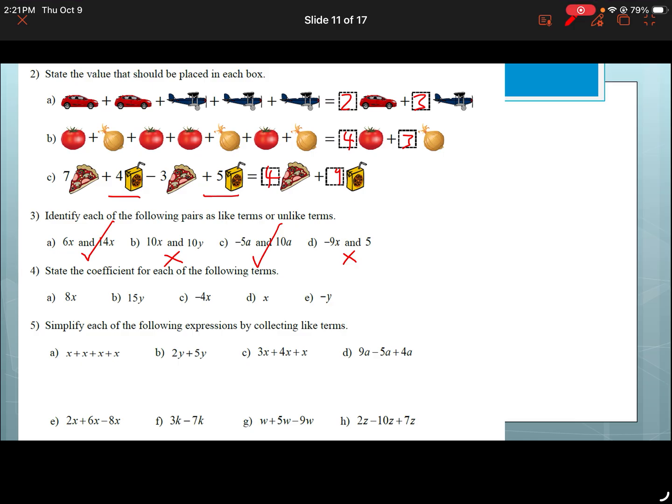State the coefficient, it's just a number, so it's going to be 8, 15, negative 4. Remember there's technically a 1 in front of this one, and there's technically a negative 1 in front of this one. And then simplifying, we have 4x, we have 7y, we have 3x plus 4x plus x, 1x, right? Plus 1x is going to be 8x. 9a take away 5a is 4a, plus 4a is 8a. I'm just going to change colour to make it easier to follow. 2x plus 6x is 8x, take away 8x is 0. 3k take away 7k is negative 4k. w plus 5w minus 9w, remember that's a 1w there, so it's going to be 6w take away 9w, which is negative 3w. And then 2z take away 10z is negative 8z, plus the 7z.